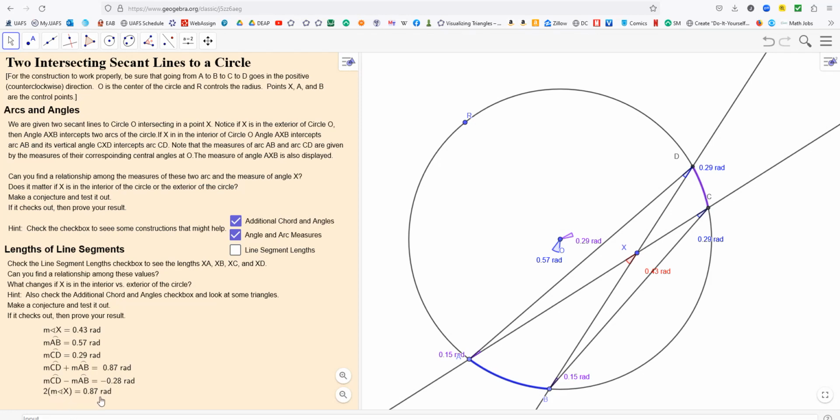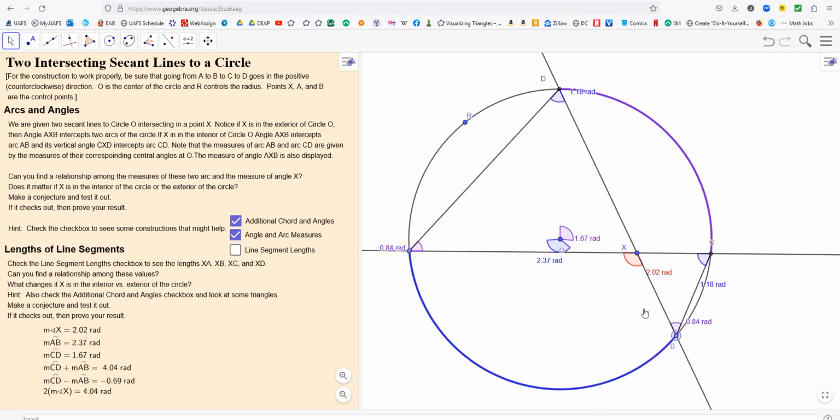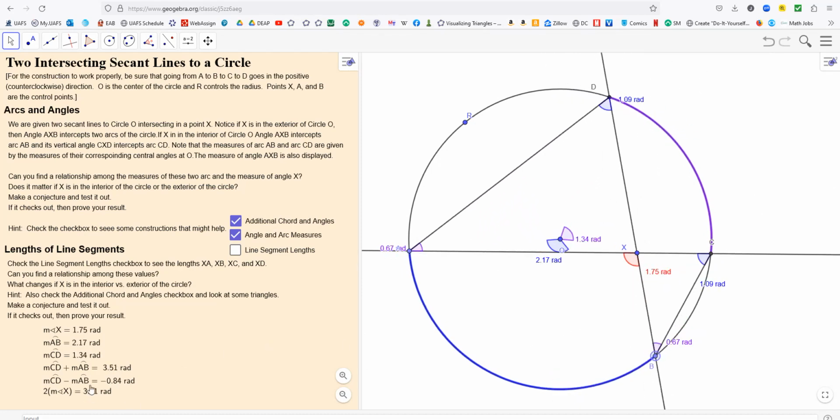And remember something about these angles being half. So what if we double this angle X? If you notice, that matches the sum. So it looks like the measure of that angle is 1/2 the sum of the measures of the two arcs. It's something we also saw in the other app, right? So here we can move these things around, get some different measures, but this one and this one are matching.